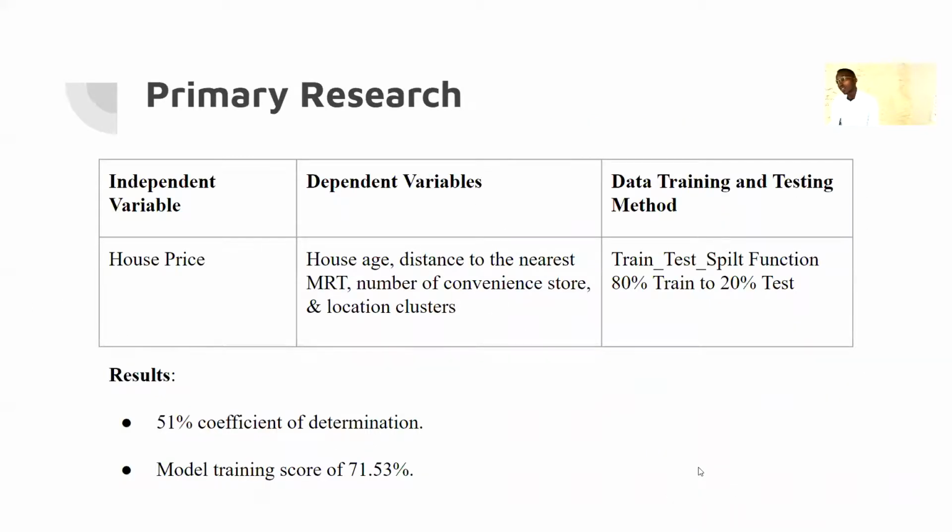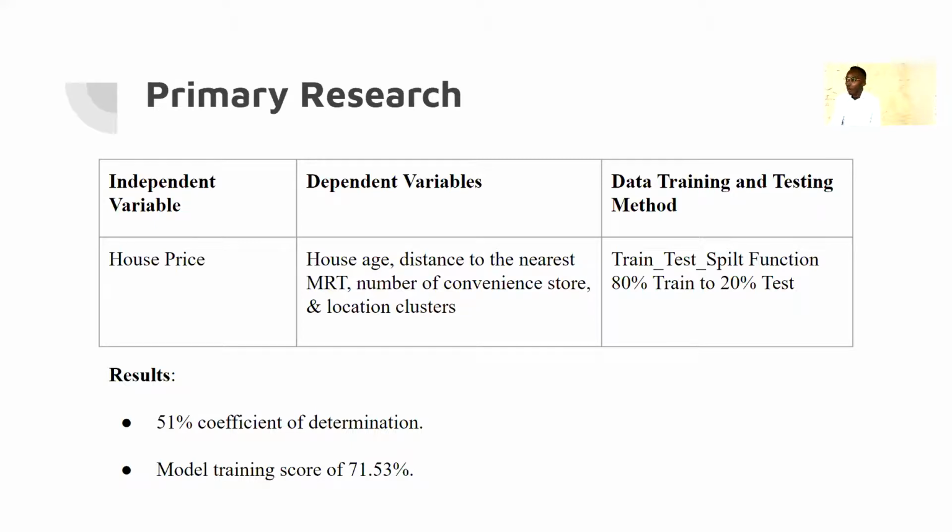Now, to answer our primary research question, we're going to identify the variables. The dependent variable is going to be house price. That's what we want to predict, the house prices. And then the independent variables are going to be the house age, the location clusters that we just created, the number of convenience stores, and the distance to the nearest metro station.